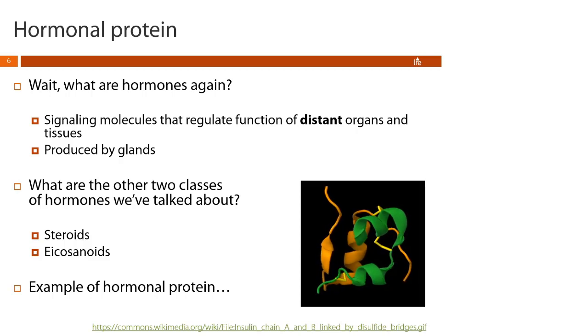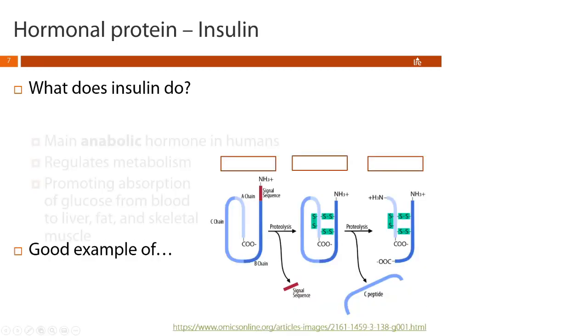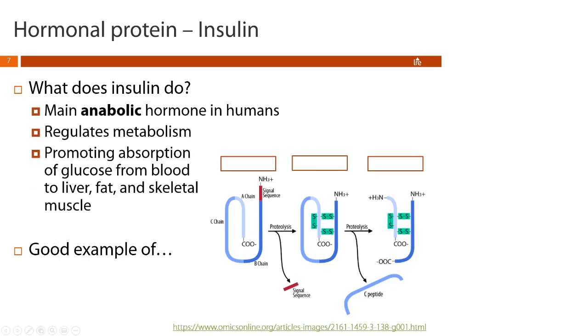So let's talk about a couple examples of hormonal proteins. And probably the best example is something that you have heard of, insulin. So insulin is going to be the main anabolic hormone in humans. So in response to an increase in our blood glucose levels, it's going to promote the absorption of glucose from the blood into liver, fat, and skeletal muscle.